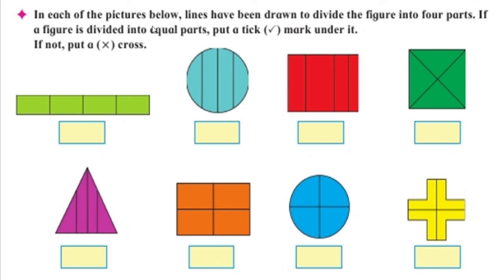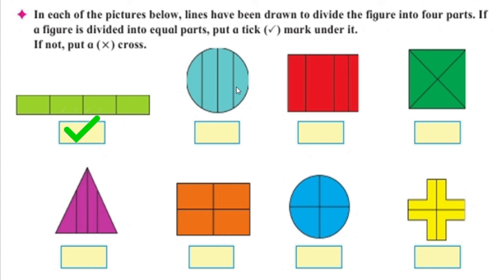Here, in each of the pictures below, lines have been drawn to divide the figure into 4 parts. Here you can see each figure is divided into 4 parts. If a figure is divided into equal parts, put a tick. Right mark we have to put if they are equal in size and shape. Mark under it, okay? And if not, put cross. Okay, first one. Here we can see a rectangular shape and this is divided into 4 parts and we can see that all 4 parts are equal. Correct? So we will tick mark. Right.